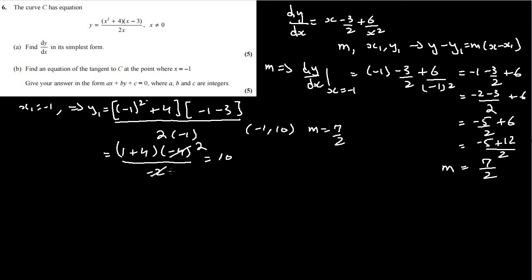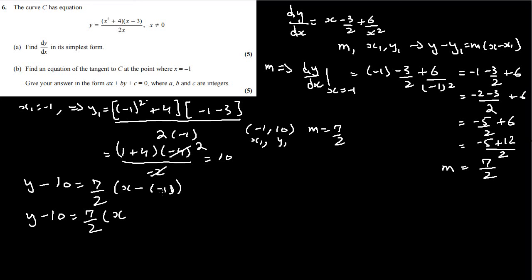Now let's use this equation. Finally, y minus y1 is 10, this is y1, this is x1. So y minus 10 is equal to 7 over 2, x minus x1 is minus 1. So we have y minus 10 is equal to 7 over 2, x minus into minus is plus, so x plus 1. This 2 can be brought to this side, so I have 2y minus 20 equals 7x plus 7.